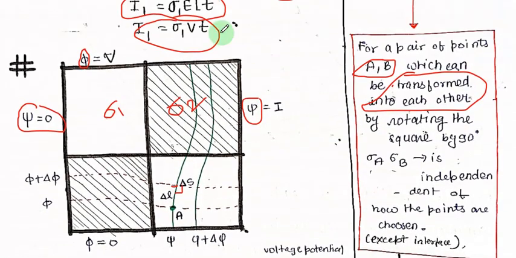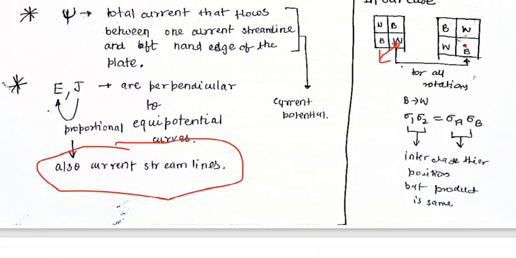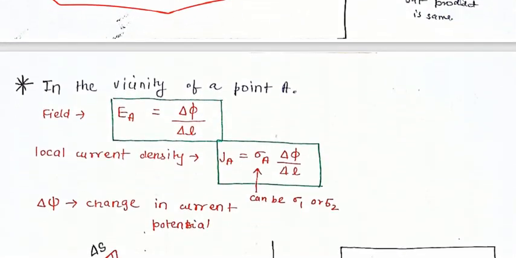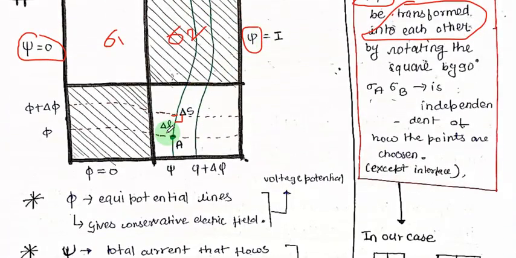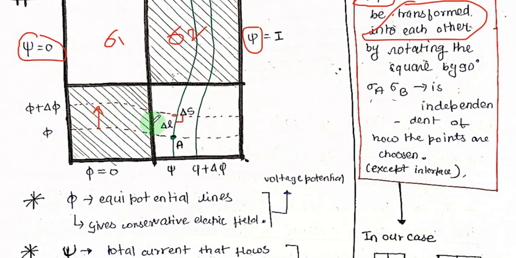So here I got this, and it is delta S, this is delta L. Now from this figure I am going to derive some important results that we will be using here. In the vicinity of the point A that we choose, I chose an equipotential line, and I also choose current streamlines that are perpendicular to the equipotential line, two current streamlines, one at psi and one at psi plus delta psi.